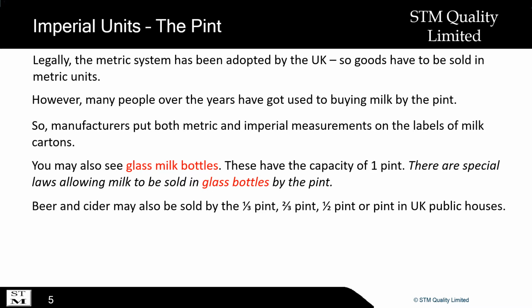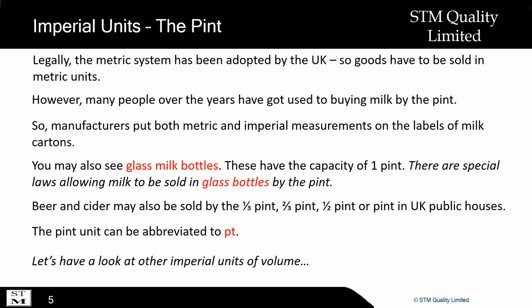Beer and cider may also be sold by the 1/3 pint, 2/3 pint, half pint or pint in UK public houses. The pint unit can be abbreviated to PT. Let's have a look at other imperial units of volume.